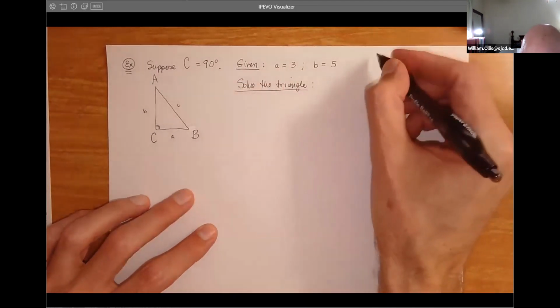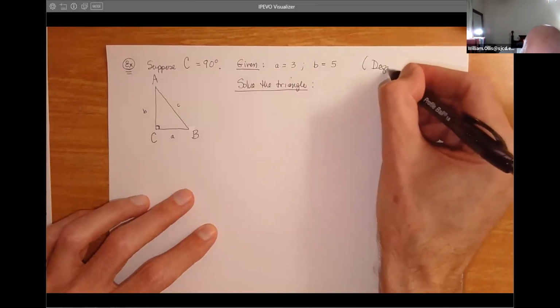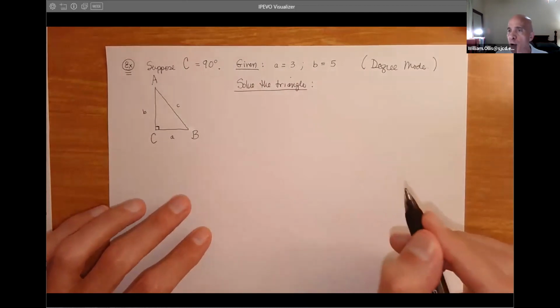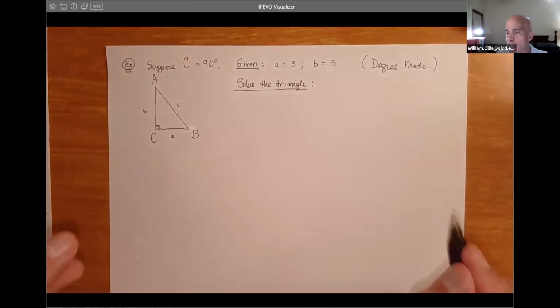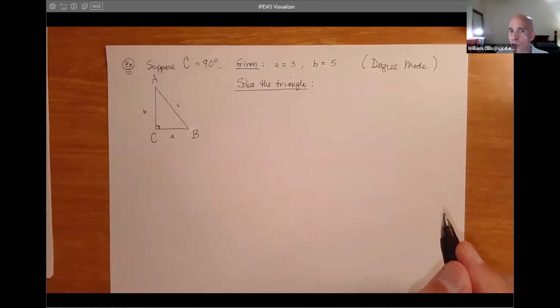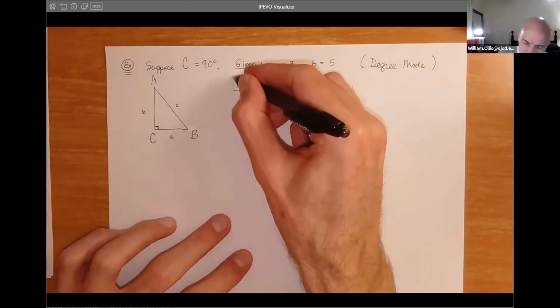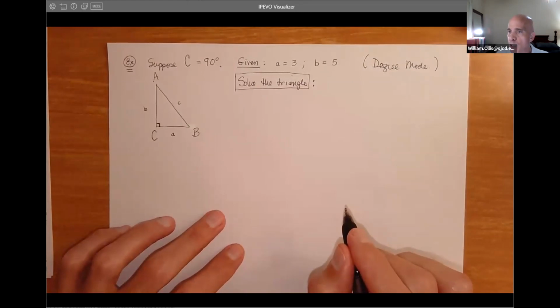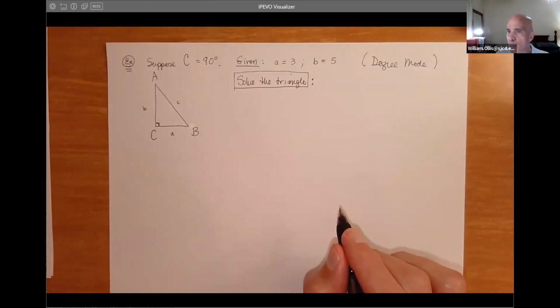Now, and notice degree mode. You know how to convert between radians and degrees and vice versa. But when you're working with triangles and trying to find nice approximations, degree mode is a luxury that is very useful, and I certainly support it.